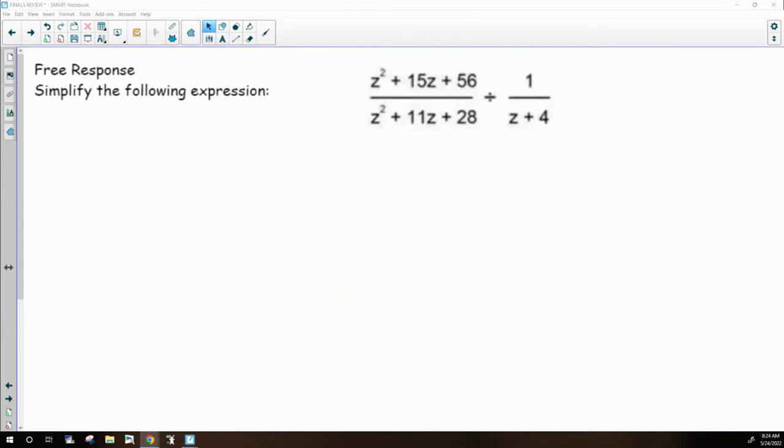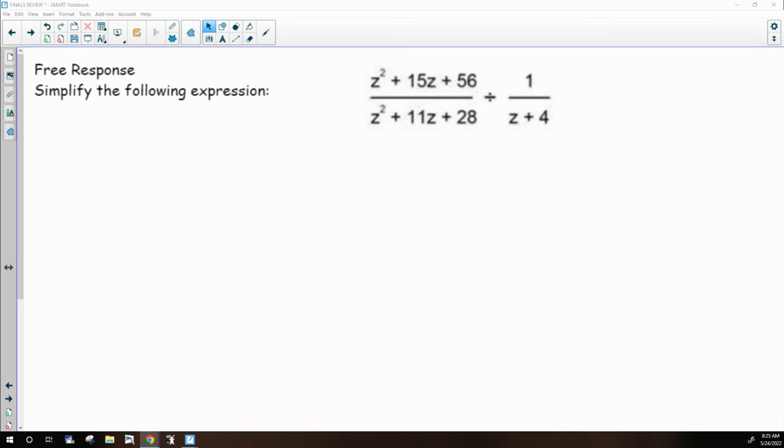All right, last day of the packet. This is number 8. Rational expressions, which are just super fractions. We will be focusing on dividing today. We will do 2 division problems.